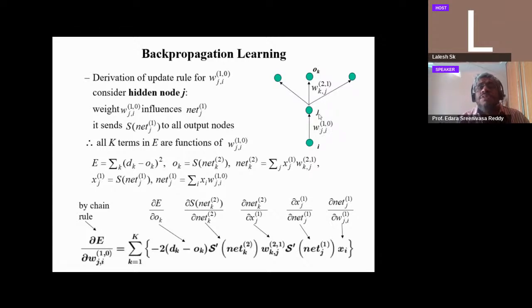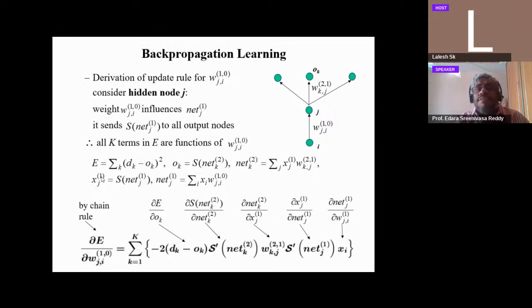Connection between ith node to jth node in the hidden layer, that is W. So it sends S of net 1 to all output nodes. So here S of net 1 is calculated and sent to all the output nodes. All k terms in E are functions of W1 comma 0. That is also true. So error function or energy, whatever may be, is equal to sigma D minus O of whole square. Whereas output is S of net 2. And net 2 is equal to sigma of X into W.